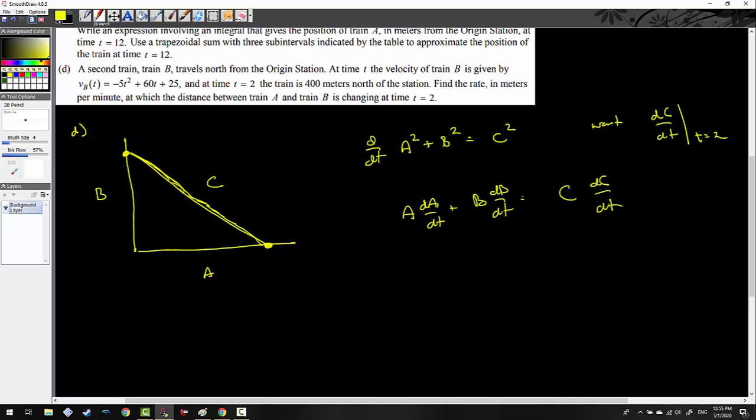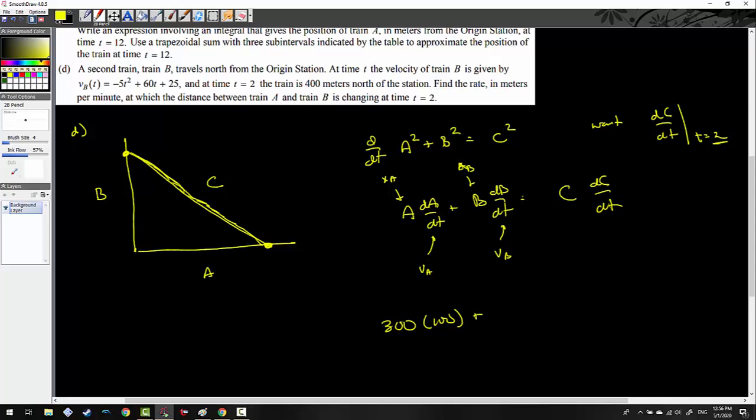Now, it's important to know that the a and the b are positions. This is x sub a, this is x sub b. These rates, unimaginatively, are the velocities, v sub a, v sub b. So let's make sure we keep that in mind. So x sub a, well, what is the position at t equals 2? We want these things at t equals 2. What's the position of train A at t equals 2? It's 300. They told me that in the problem. What is the velocity of the train at t equals 2? It's 100. I got that from the table. If you look at the table, you'll see the velocity is 100.